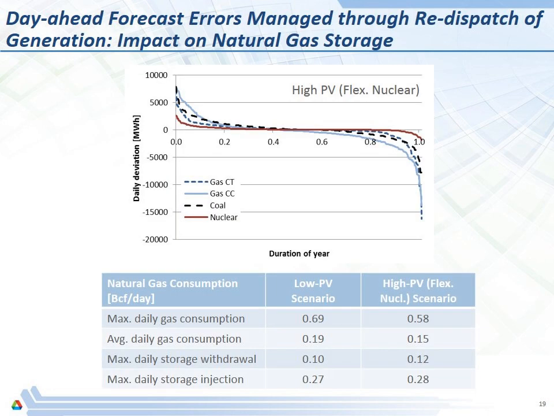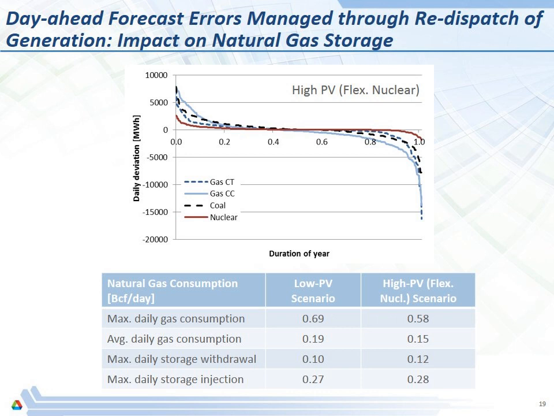We can also look at how did the utility deal with some of those day-ahead forecast errors. And one of the ways that forecast errors on the day-ahead were dealt with was through some sort of redispatch of generation within the operating day. And what this chart here shows is the different sources of redispatch, essentially.